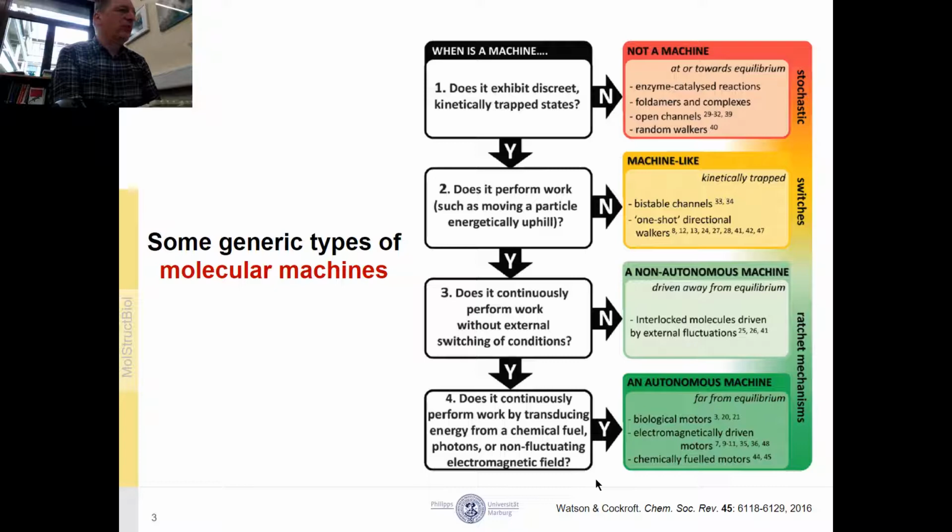Does it continuously perform work by transducing energy from a chemical fuel like ATP, or a proton gradient, or photons? Remember bacteriorhodopsin or the photoreaction center, or non-fluctuating electromagnetic fields? Yes, and there are some examples of those given.